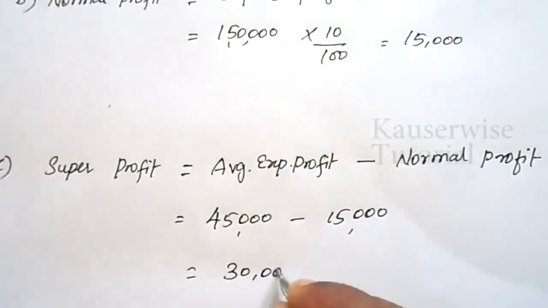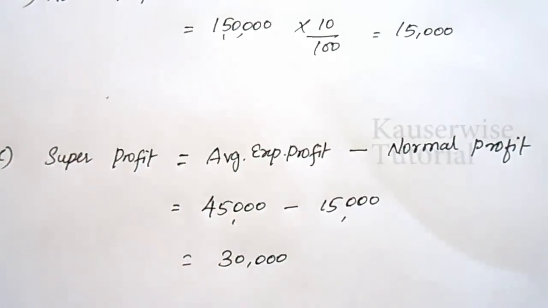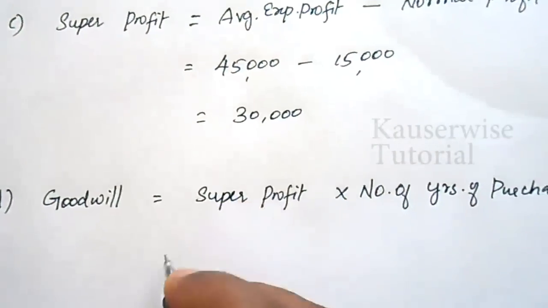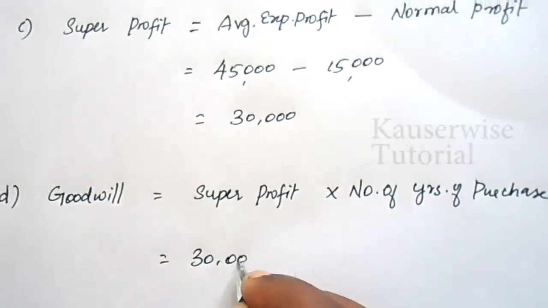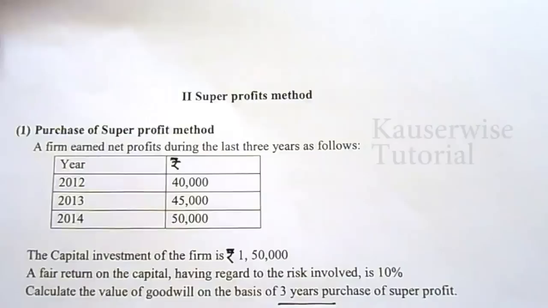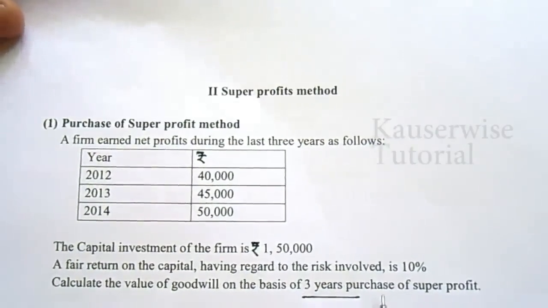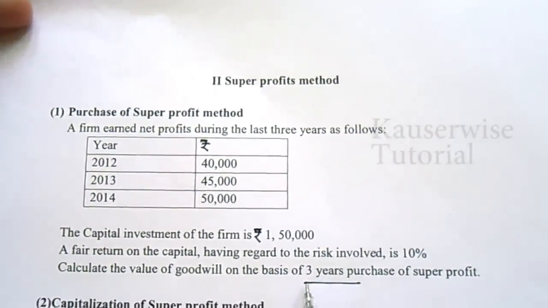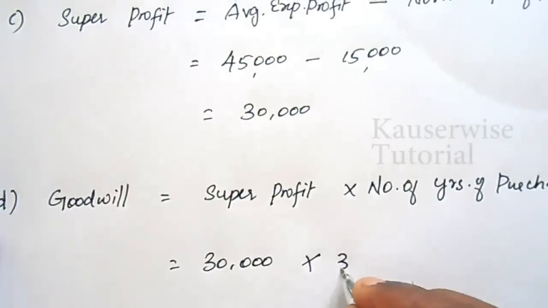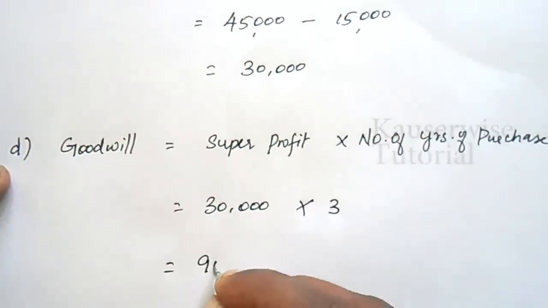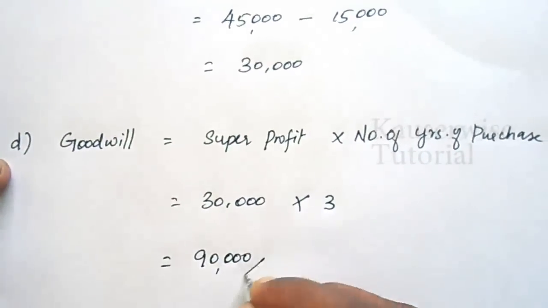30,000. So we have got super profit. Goodwill is equal to super profit 30,000 into number of years of purchase. So calculate the value of goodwill on the basis of how many years? 3 years purchase of super profit. So number of years of purchase is 3 years, into 3. So goodwill amount is 90,000.